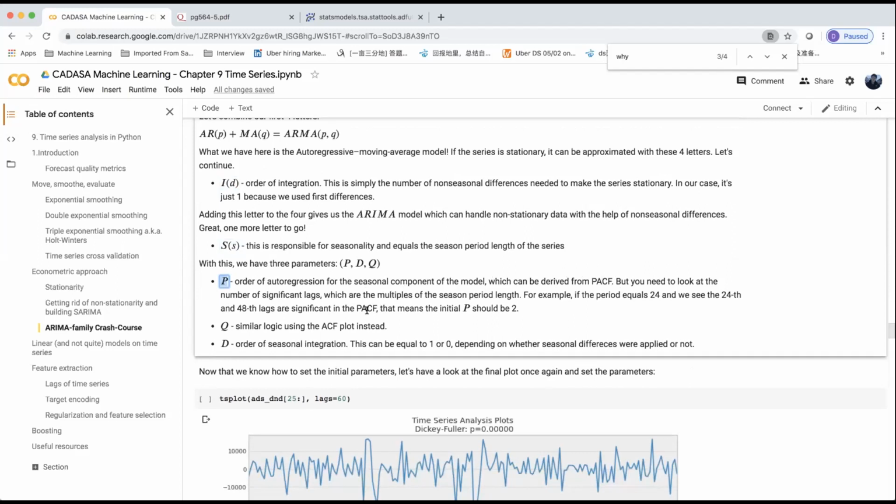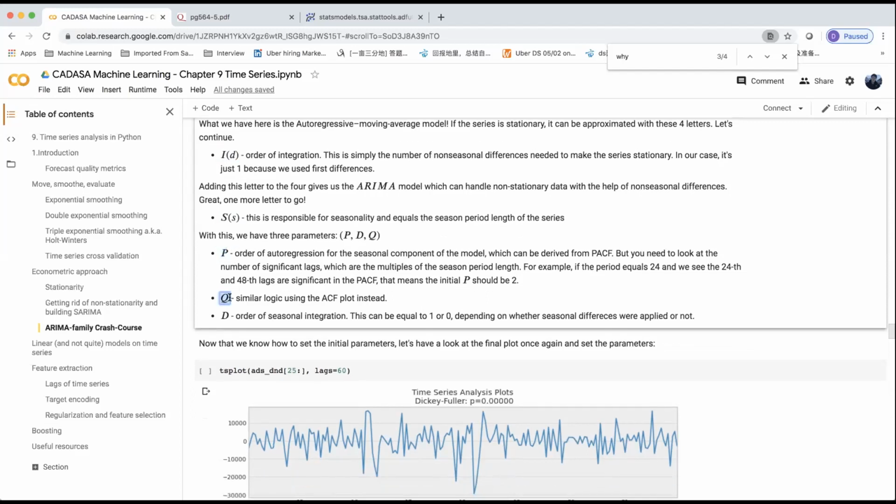So for example, if the seasonality equals 24, and we see the 24th and 48th lags are significant in the ACF, we're going to say P equals 2. I will show you later how we define the P here. Basically, it's telling you the order of the seasonality. Q is similar to P here, but we actually use the ACF to do that.